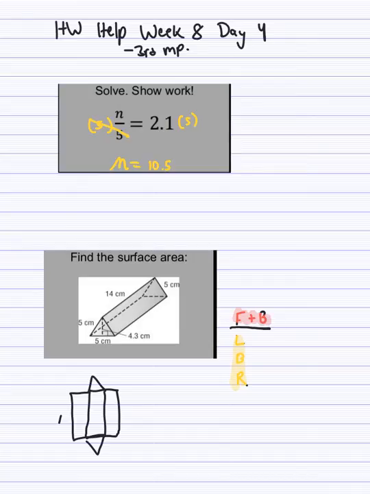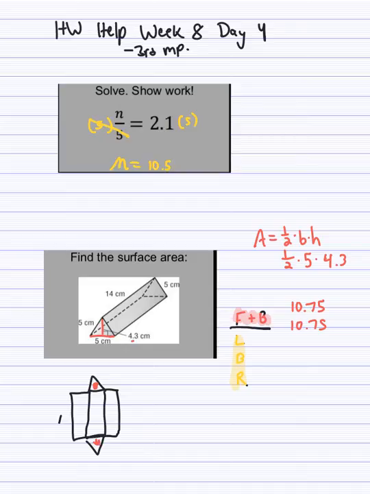So let's get started. So for the triangles, I have, remember, for area of a triangle, it's half times the base times the height. So I'm going to look at a triangle to find the base. The base is 5. Times the height is right here. See that 4.3? So I have to do half times 5 times 4.3. And that comes out to 10.75. So my front is 10.75, but so is my back. And that's this one and this one.